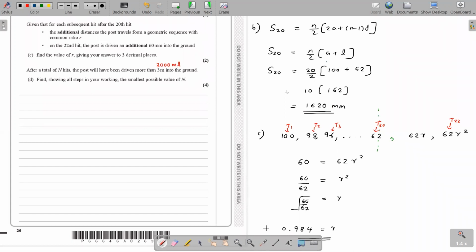Okay, so now what I need to do here is, from the arithmetic sequence, you realize that you have gone 1,620 millimeters into the ground. Then how much more am I supposed to travel from the geometric?